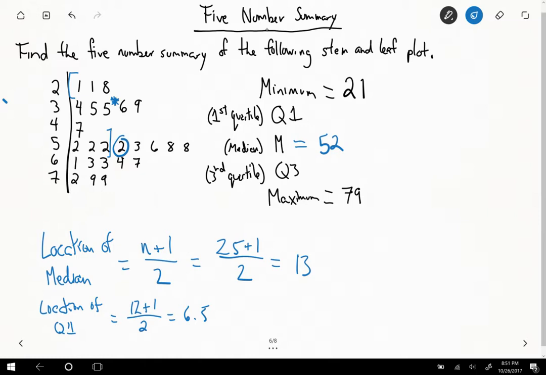So what does that mean? In order to find Q1, what do we have? Well, we have 35 and 36 as our 2 values on our stem and leaf plot. So you take 35, add 36 to it, and divide by 2. And notice our answer is just 35.5.